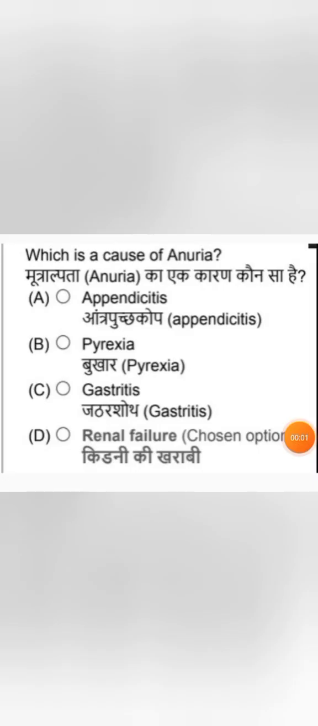And the next question: which is the cause of anuria? Options: option A, appendicitis. Option B, pyrexia. Option C, gastritis. Option D, renal failure. Anuria means absence of urination. Okay, so one of the main causes is renal failure. Option D is the correct answer.